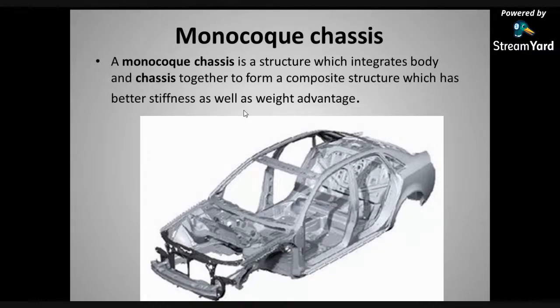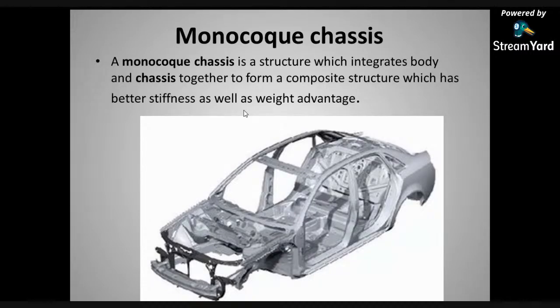You can just compare it with the egg shell. So guys, you can see how it's looking like a shell. So why do we make such a kind of monocoque chassis? Actually, what's the advantage over here?